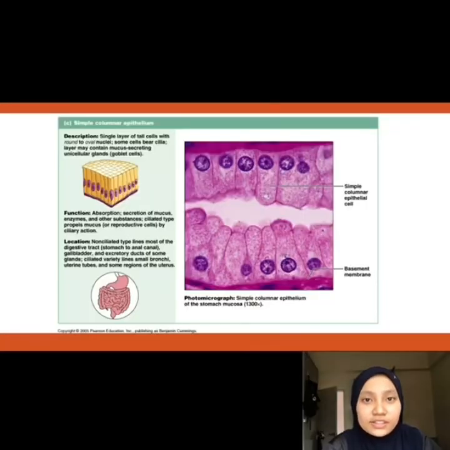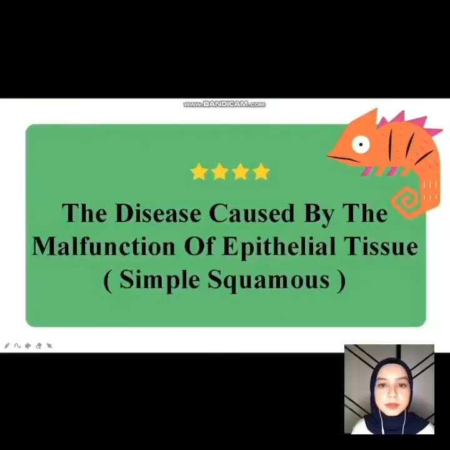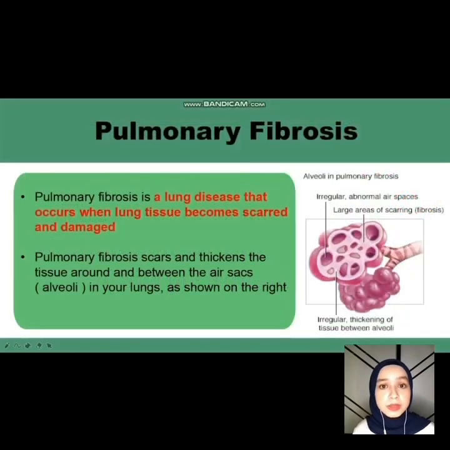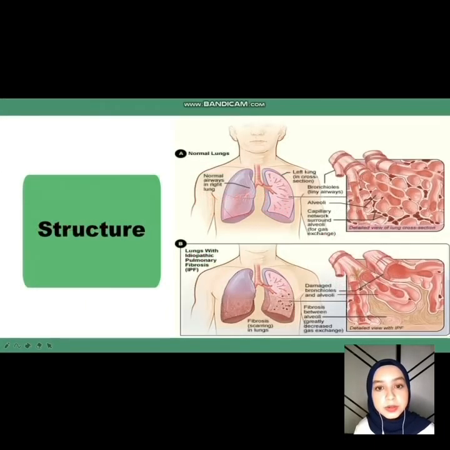So lastly, this is a simplified note of simple columnar epithelium for the description, function, and location. Okay, I want to present about the disease caused by the malfunction of epithelial tissue such as simple squamous. So, what is pulmonary fibrosis? This is a lung disease that occurs when lung tissue becomes scarred and damaged. This is the structure of a normal lung and a lung with pulmonary fibrosis, as you can see in this diagram.